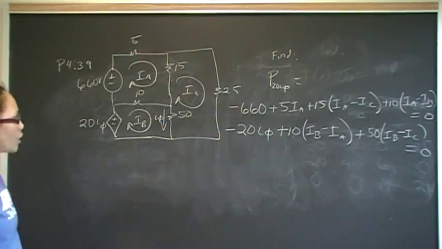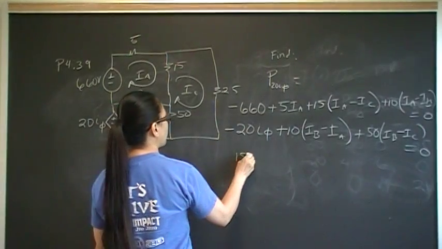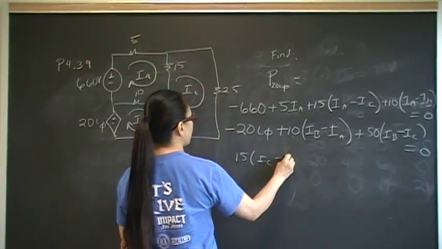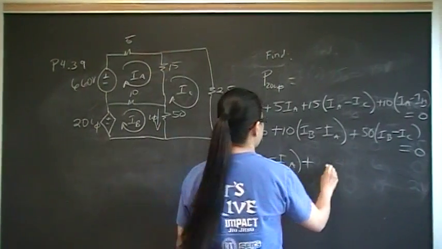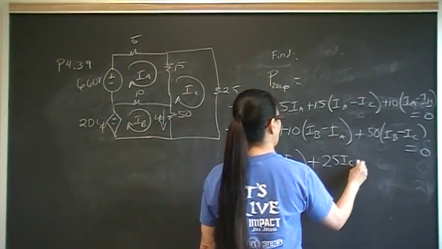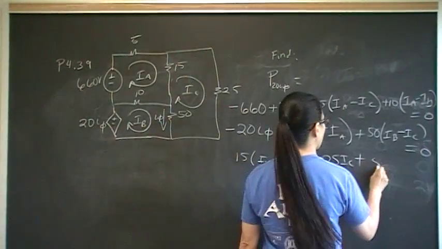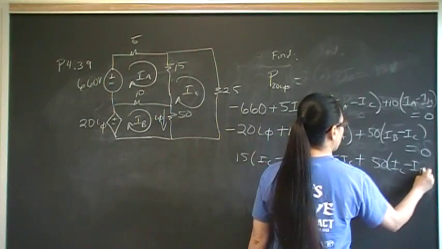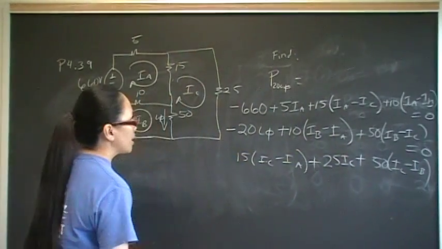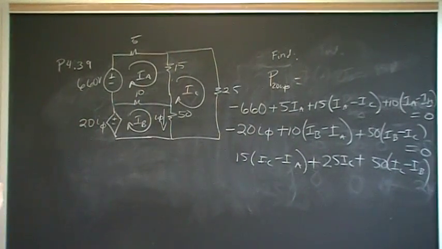And our last mesh equation is mesh at IC. So that's going to start with 15 times IC minus IA, plus 25 IC. And then the final voltage drop is across the 50 ohm resistor, so that's going to be 50 times IC minus IB. We have three equations, but unfortunately we have four unknowns: IA, IB, IC, and I phi.